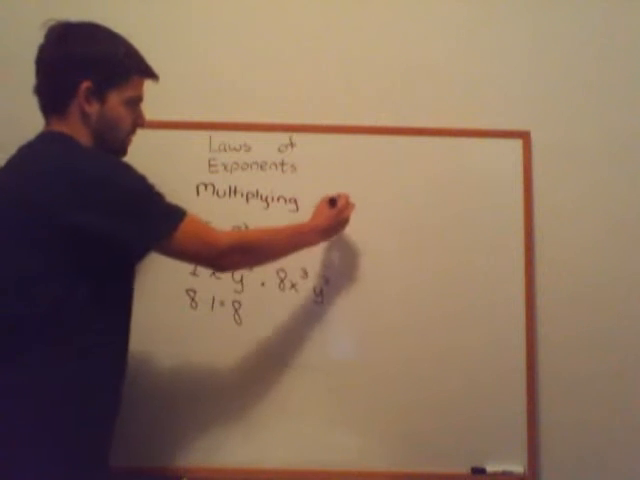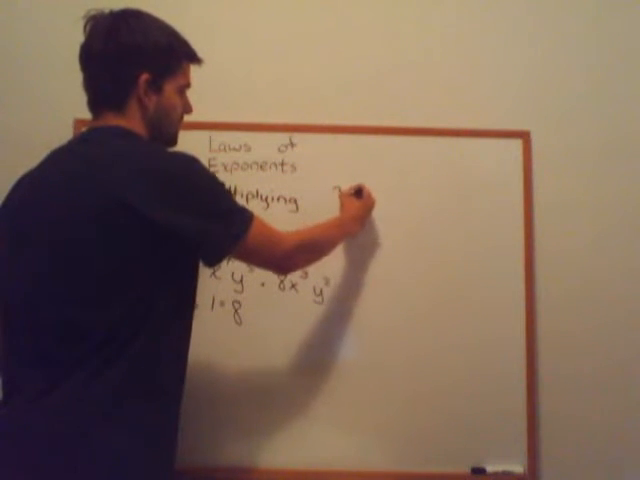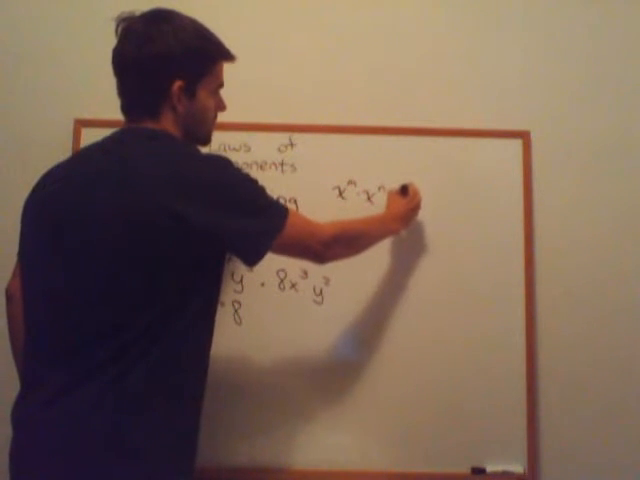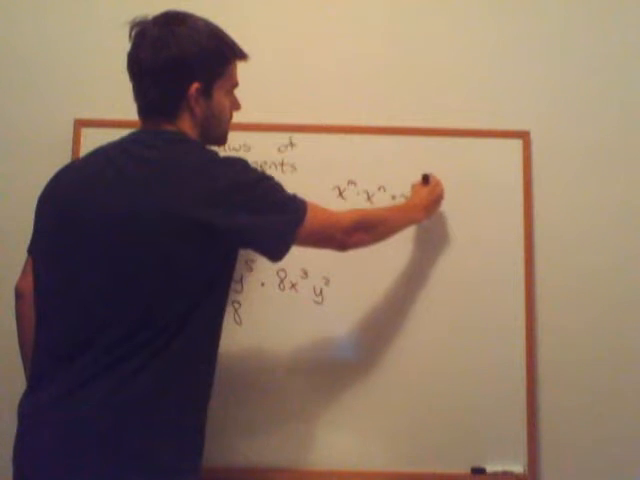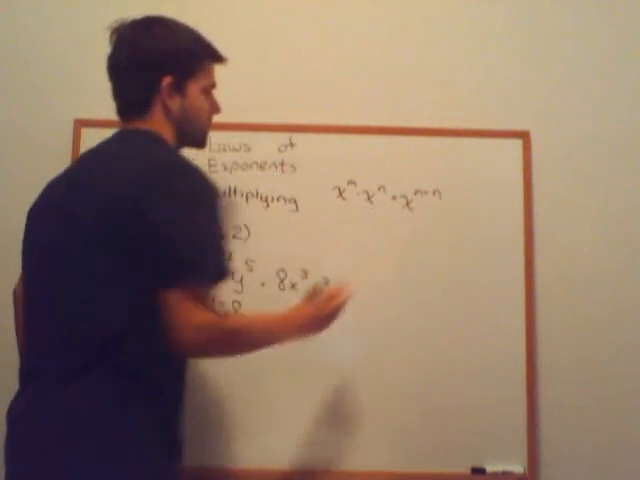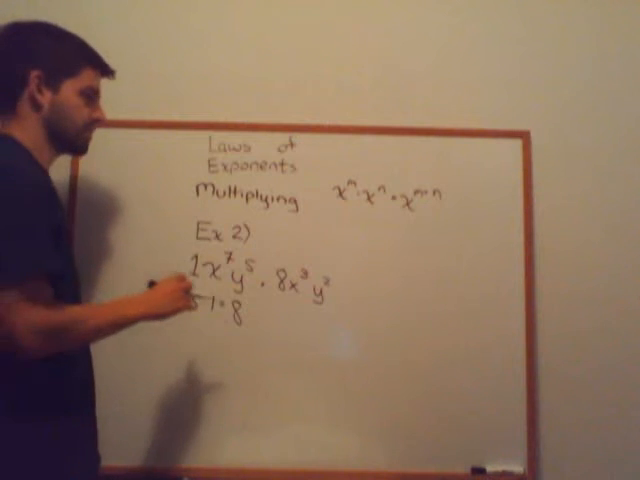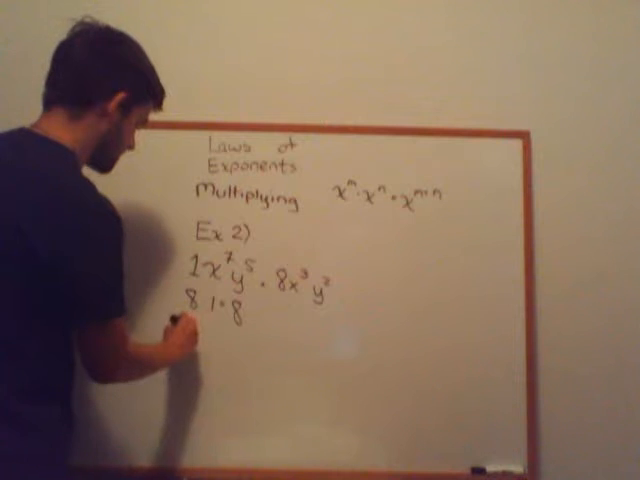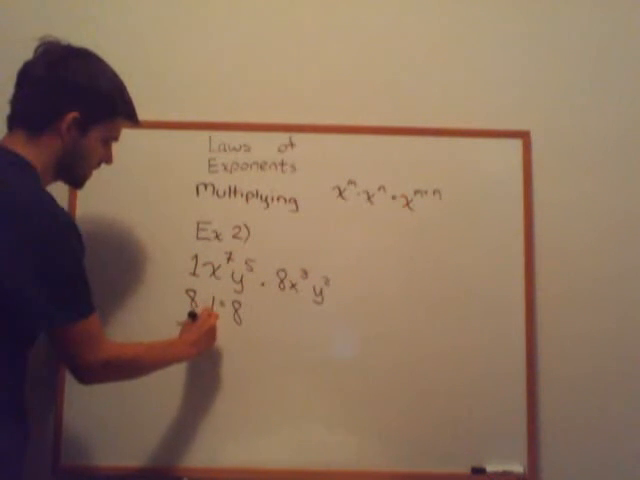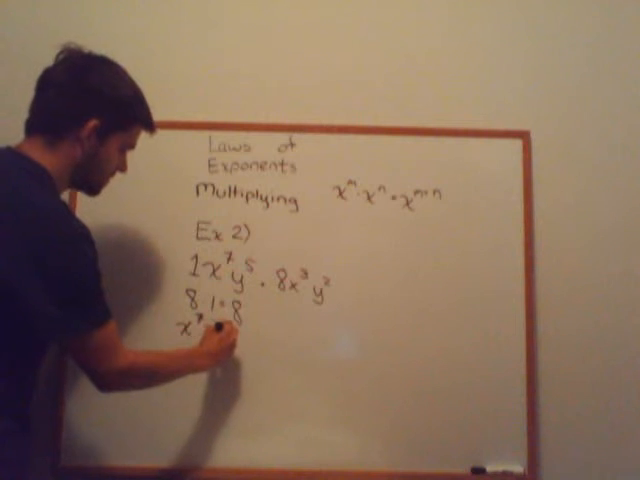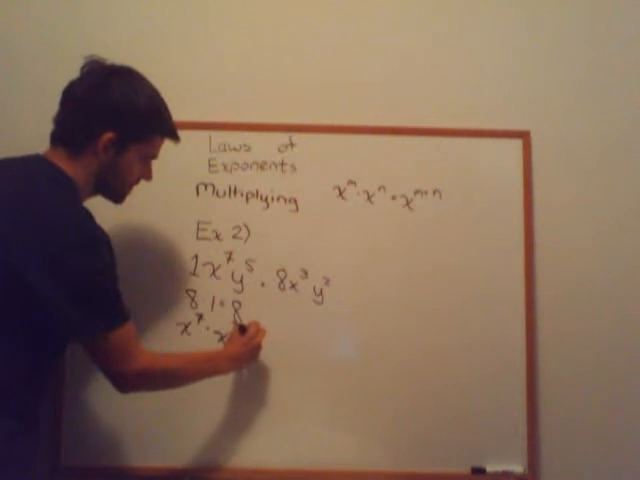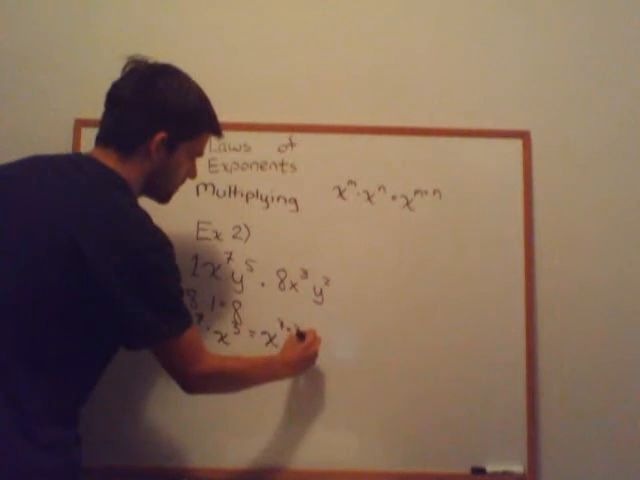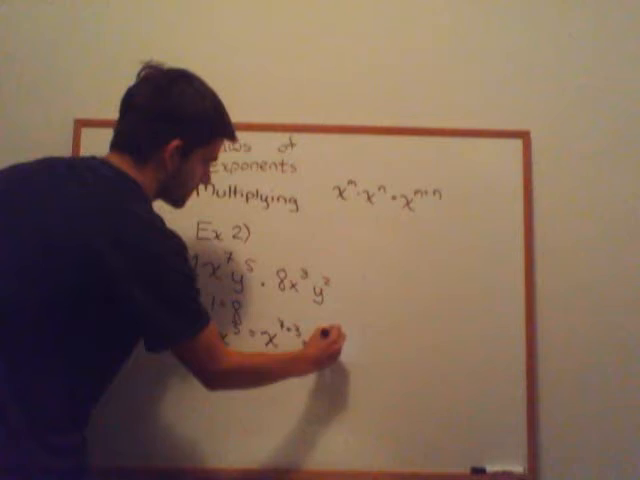So, what we have is if we take x to the m times x to the n, we get x to the m plus n. And that's our rule for multiplying exponents. So, we'll take x to the 7th times x cubed, which will give us x to the 7 plus 3, which is equal to x to the 10.